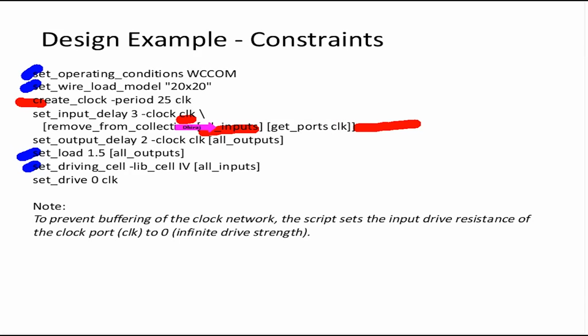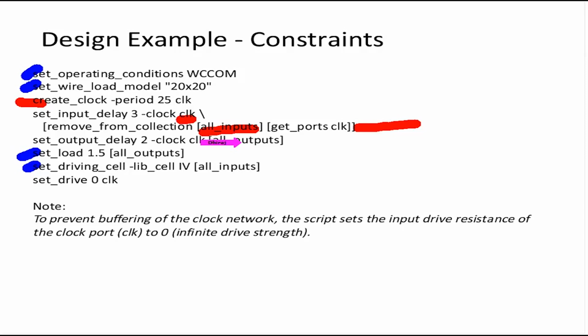So this is a very standard command to apply input delays. If you want to have a single input delay for all the inputs, you must be careful to remove the port on which you are creating the clock from this list. Set output delay is simple again. Set output delay of 2, again with respect to the clock CLK, on all the outputs. So this is the constraint file in which we have defined all the environment conditions plus all the timing constraints.